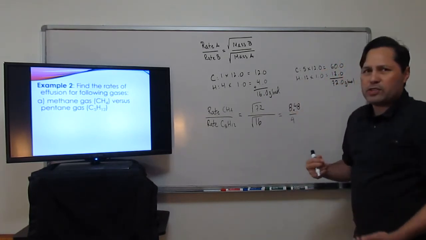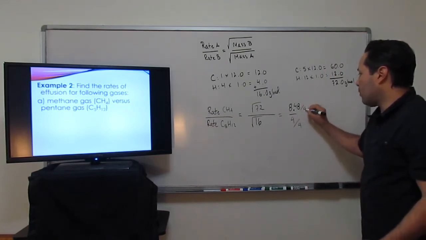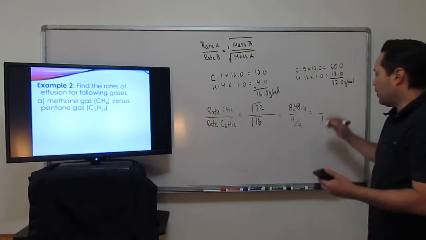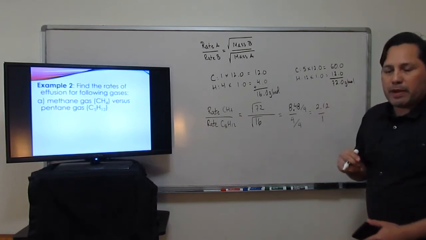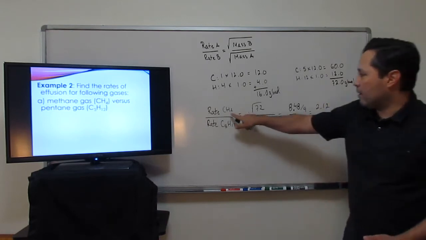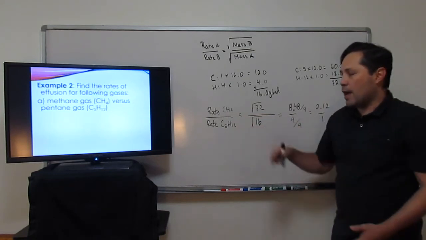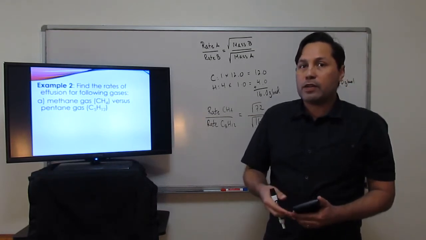Next, I want to simplify. So I'm going to divide by the smallest number. In this case, that's a 4. So I'm going to divide both sides by 4. So I get a 1 here, and 8.48 divided by 4 is 2.12. Alright, so that's my answer. So I could make the claim that methane is 2.12 times faster than pentane when they effuse. So that's part A of example 2.